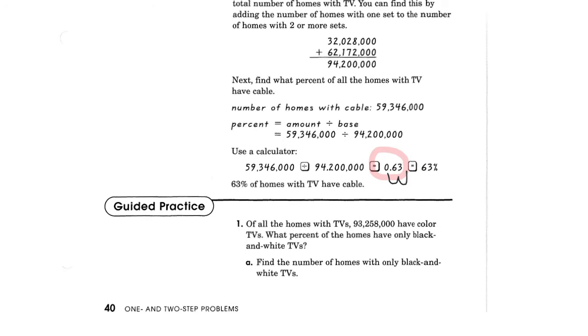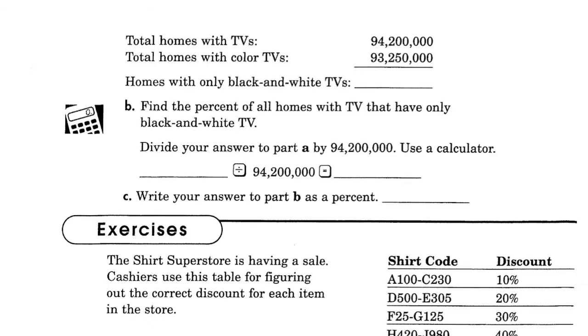It says find the number of homes with only black and white TVs. Now I'm going to have to switch over to the next page. So the total number of homes with TVs we said was 94,200,000. The total homes with color TV sets is 93,250,000. So it says homes with only black and white TVs. When I do this problem on the calculator, I get 950,000 television sets.